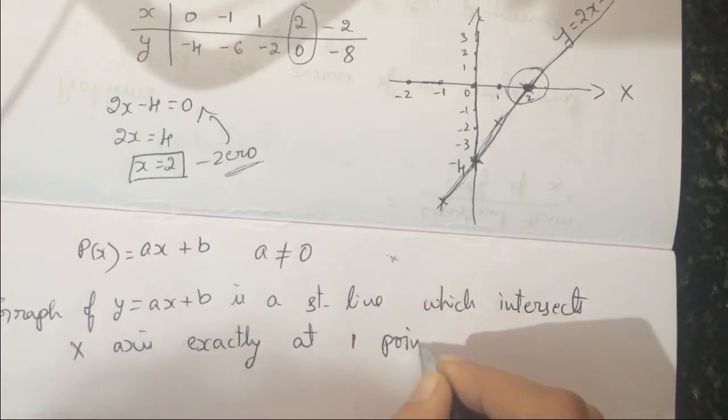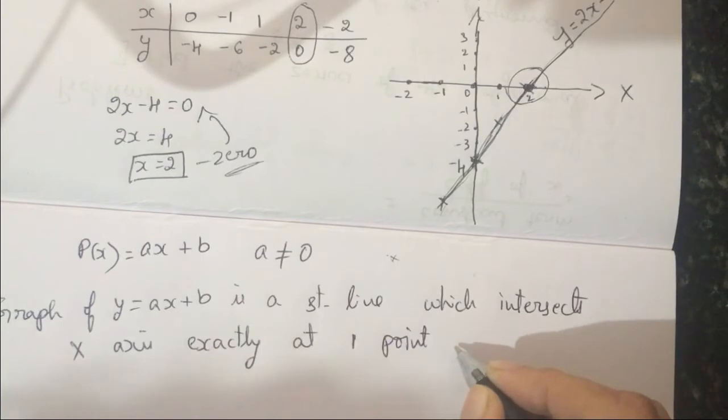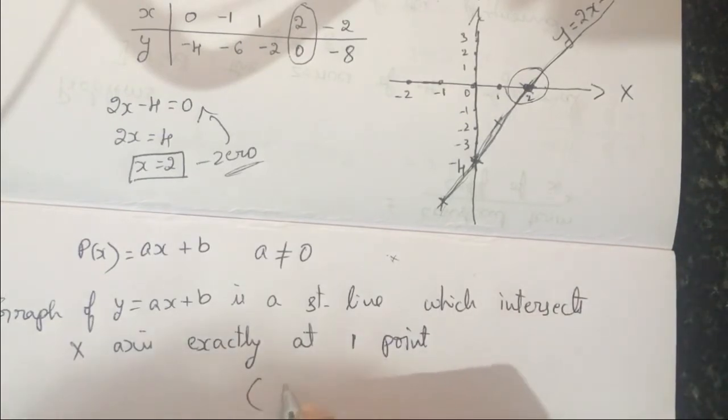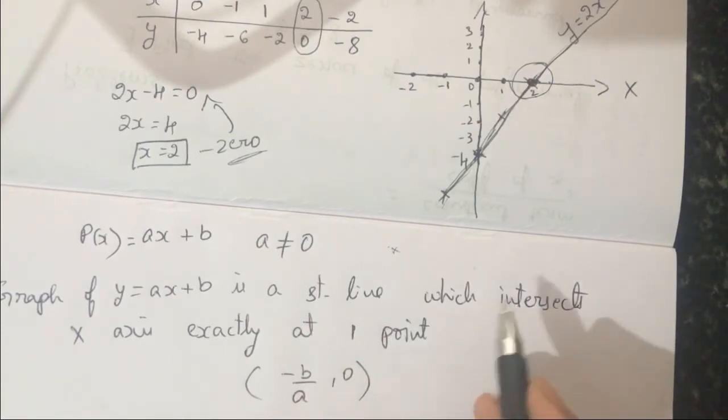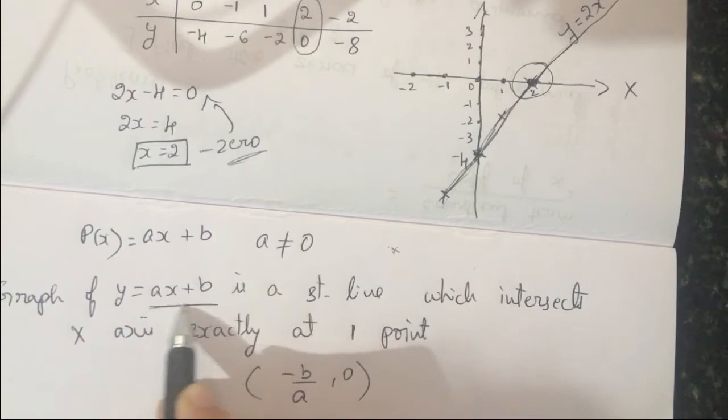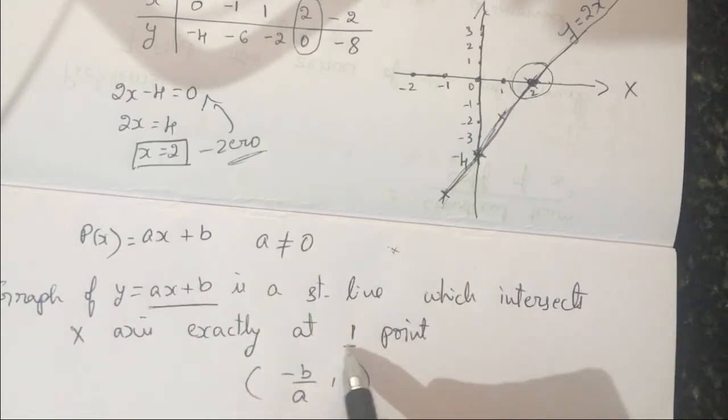And that point is minus b by a, 0. Y value becoming 0 and the value of x is nothing but minus b by a. I explained about this in my previous video. Okay, so when you have a linear polynomial, you are getting exactly 1 zero.